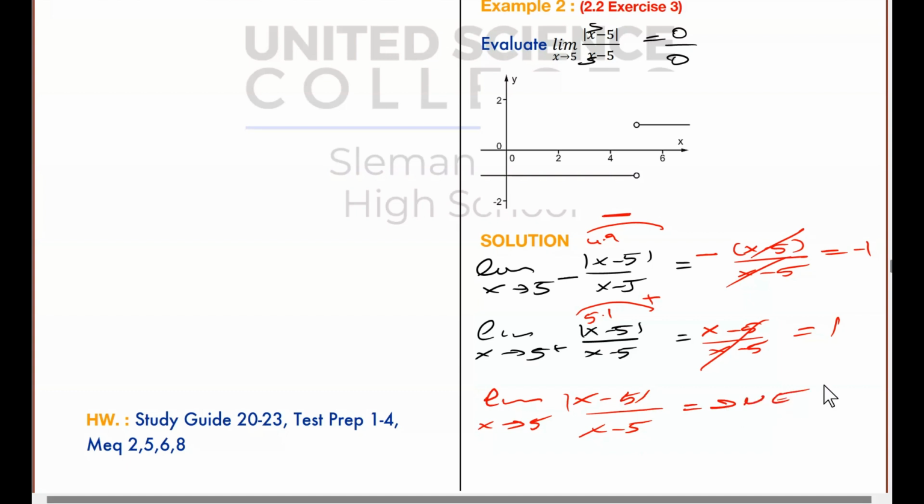Does not exist. If it were asking about a one-sided limit, you would say either negative 1 or 1. So for such cases, it's always 1 and negative 1. Since they are different, then the limit won't exist.